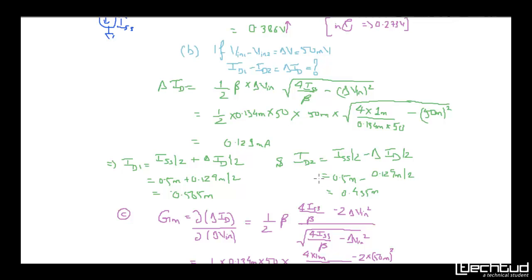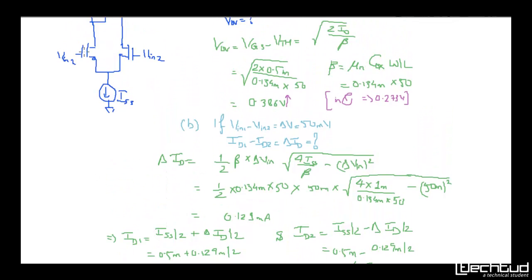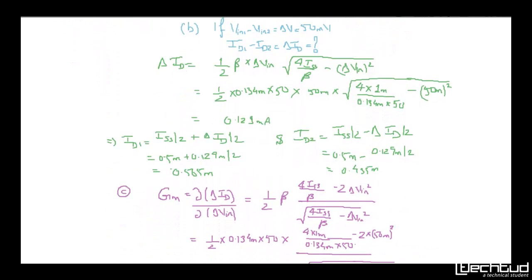In the last problem, we got this value as 0.591, and this value was 0.409. So what we are seeing is the current change is less compared to the previous case. When W by L reduces, the overdrive has to increase, but the change in current for the same delta V in change will be less compared to the previous problem. So when W by L reduces, the change in current will be less.